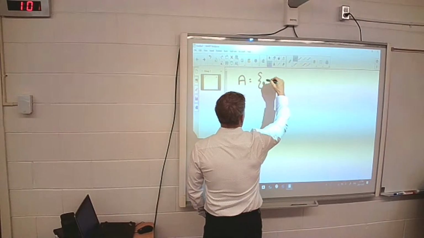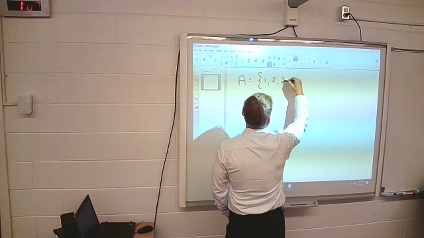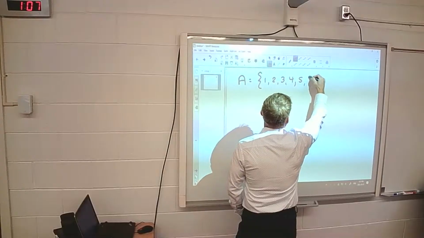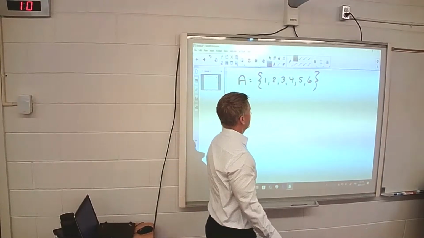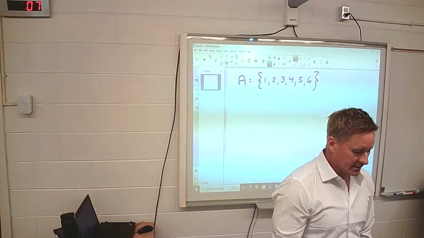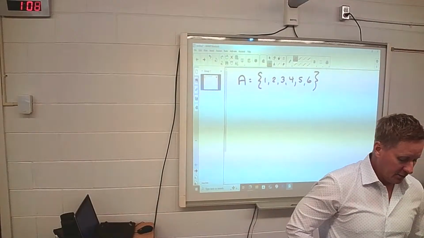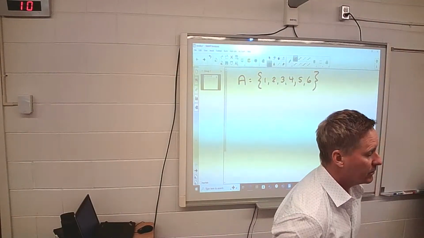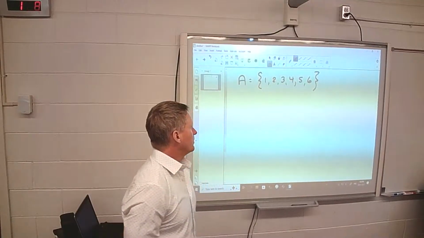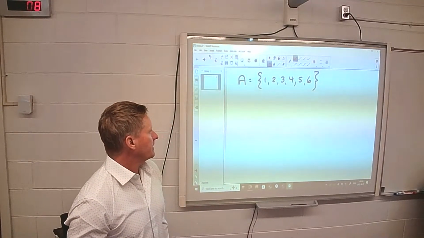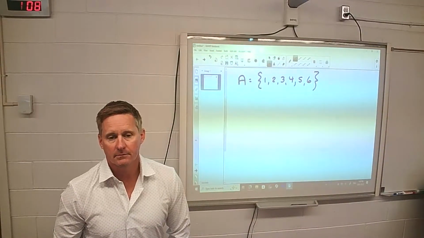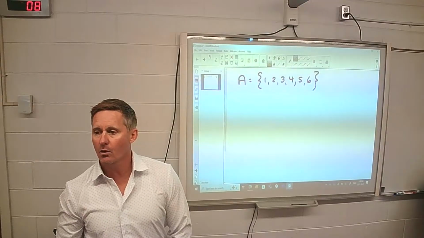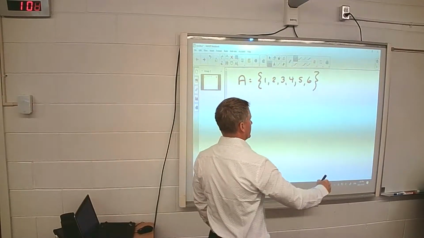I'll use a die as an example. There. So that's one way in which you can list a set of elements. You could use words or a sentence. For example, A is equal to all the integers from 1 to 6. I could write that out in words. So that's another way in which we can do it.